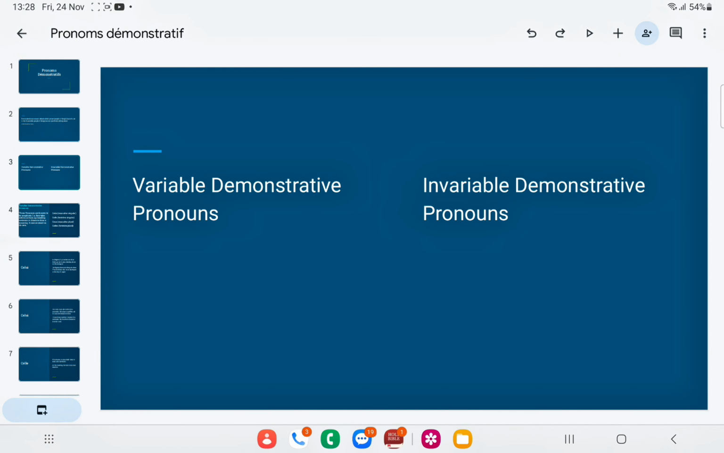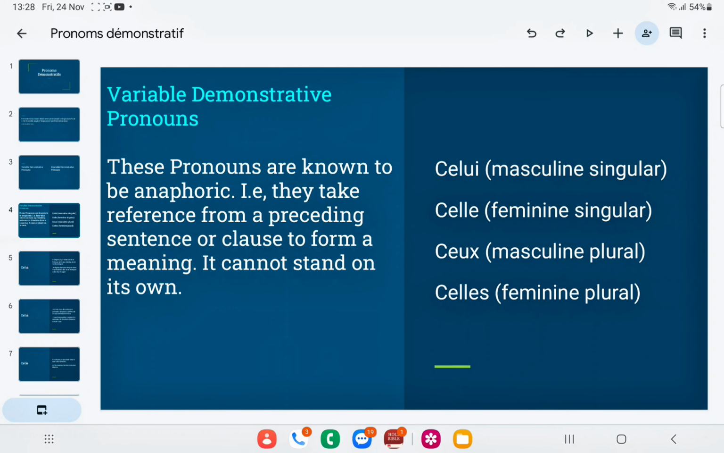So we'll be starting with the variable demonstrative pronouns. After that, we'll move to the invariable demonstrative pronouns. Variable demonstrative pronouns. So these pronouns are known to be anaphoric. That is, they take reference from a preceding sentence or clause to form a meaning. Therefore, they can't stand on their own.